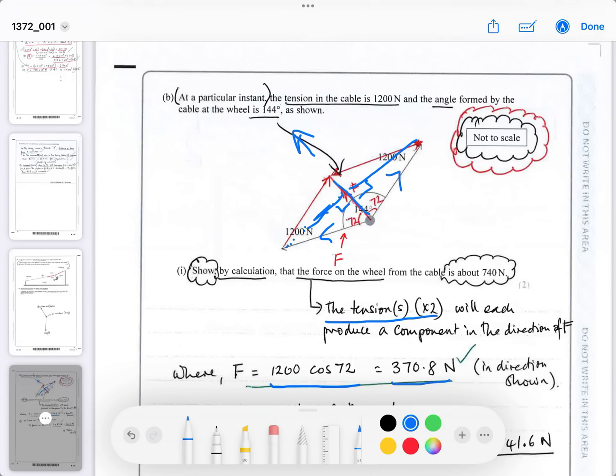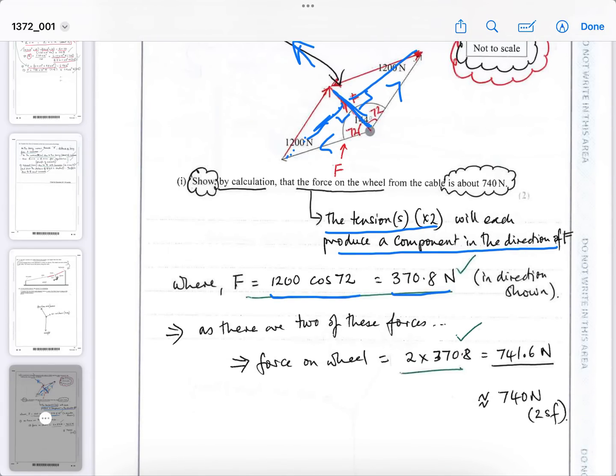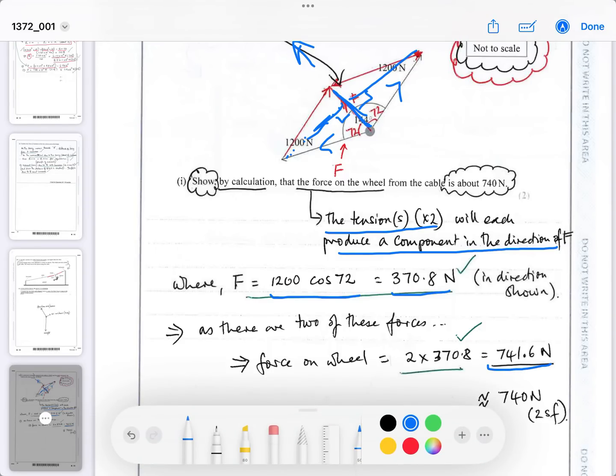So the tensions will each produce a component in the direction of F that I've drawn on this direction here, okay? And so there are two of these forces, so you've got to double them up, and the force on the wheel will be 2 times this value, 370.8, which gives you a value of approximately 741.6 newtons. That's 4 significant figures, but we're rounding it to 740 for 2 SF.